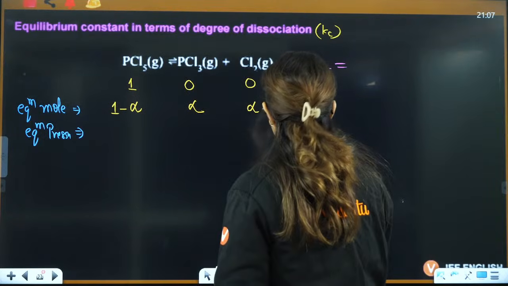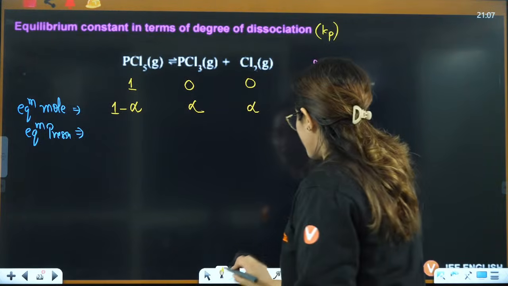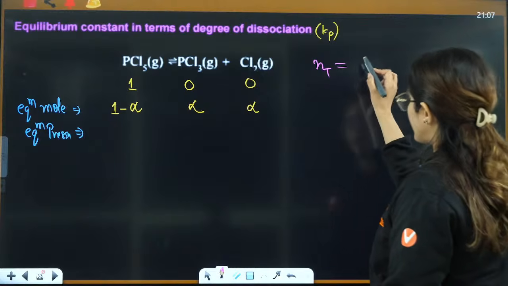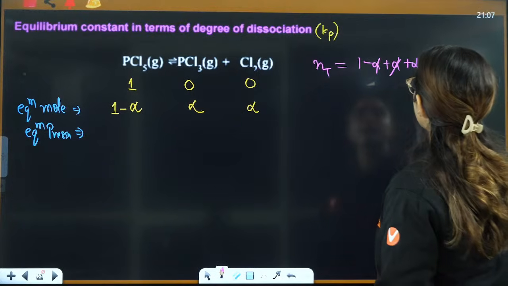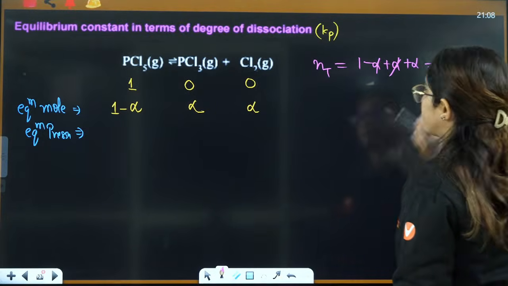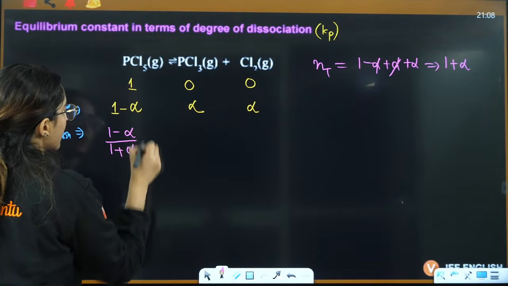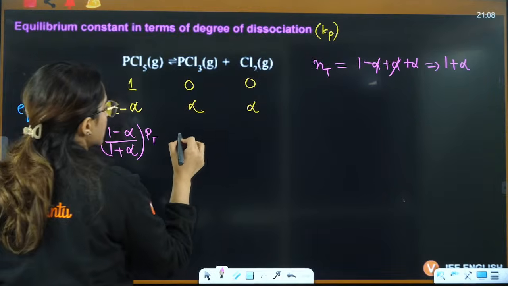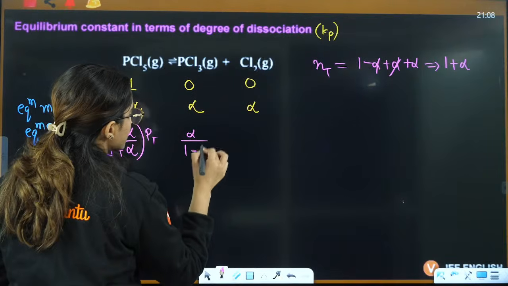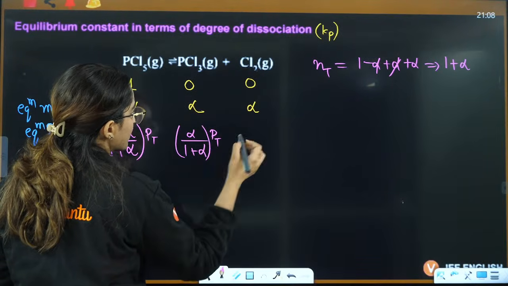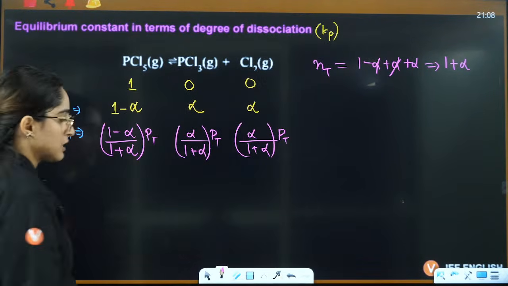I am calculating Kp here. I'll do Kp only because I have started with pressure. Total number of moles is 1 minus alpha plus alpha plus alpha, that will become 1 plus alpha. So the partial pressure of PCl5 is 1 minus alpha divided by 1 plus alpha multiplied by total pressure. For PCl3, it is alpha divided by 1 plus alpha multiplied by total pressure. And for Cl2, alpha by 1 plus alpha multiplied by total pressure.